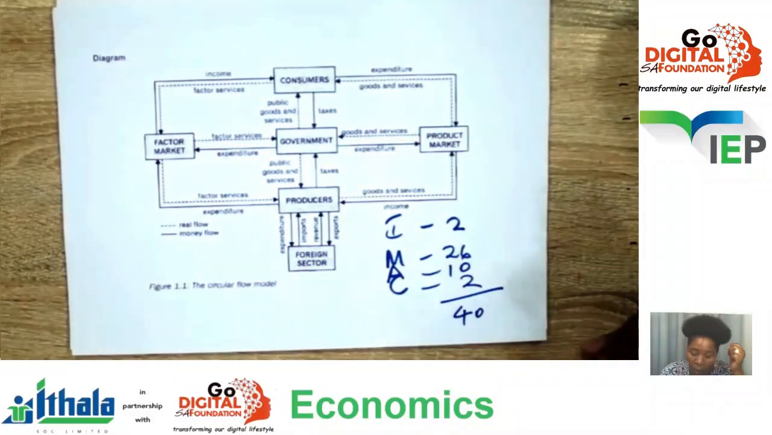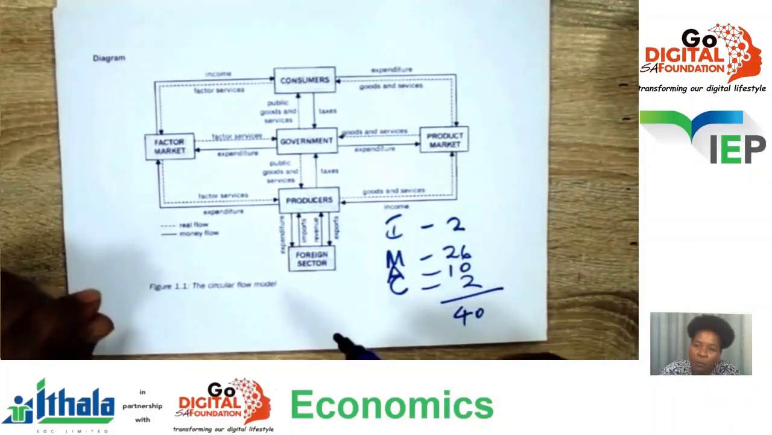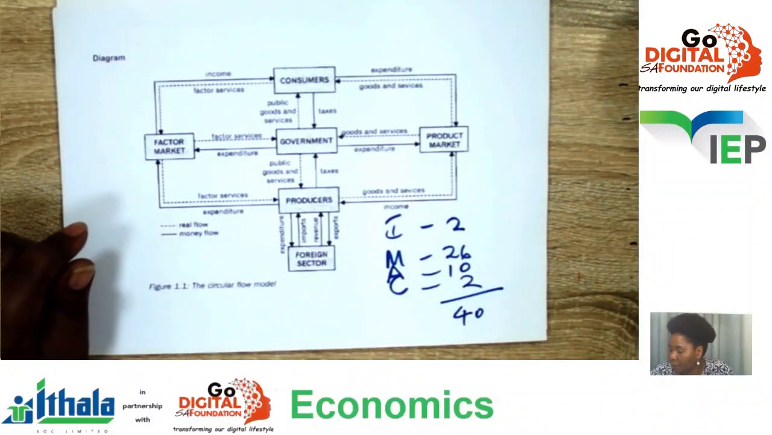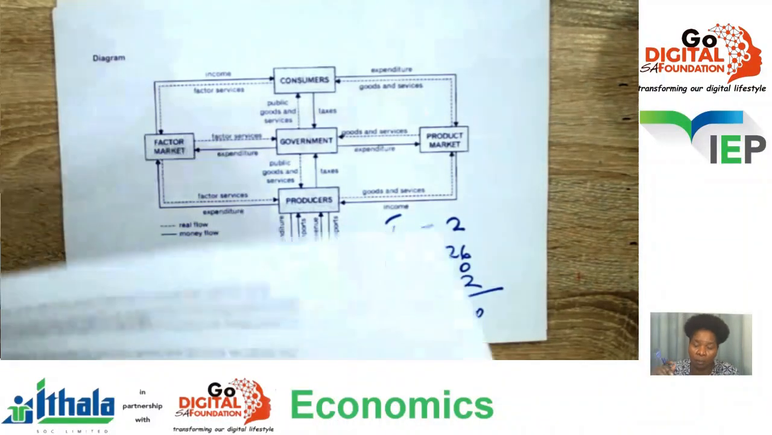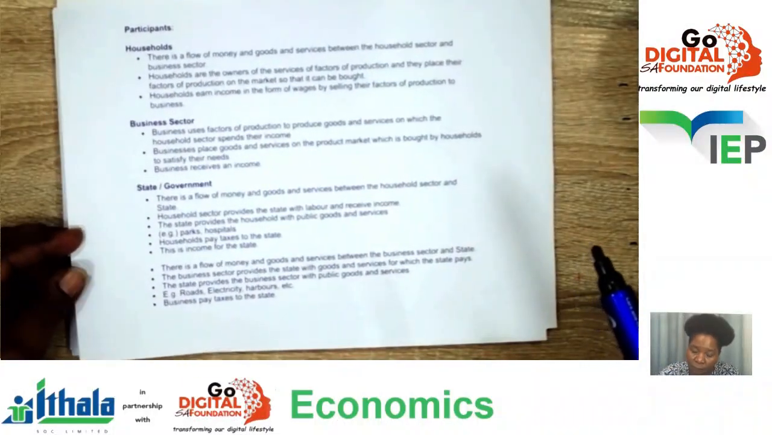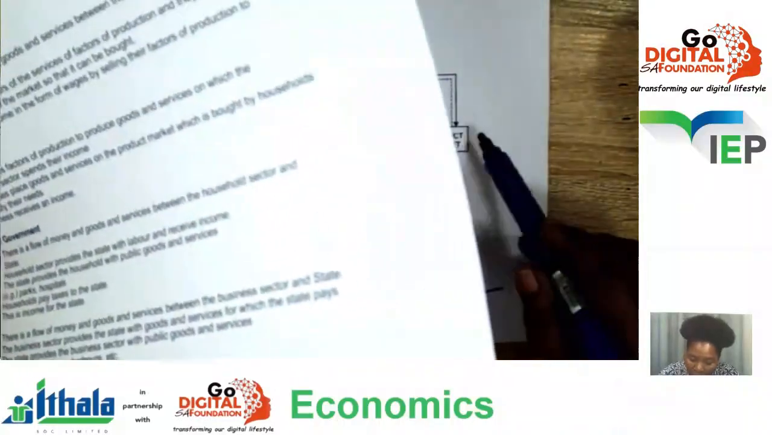Let's go back to our circular flow. We're starting with the participants. We have three participants that fall under a closed economy. Then we add the fourth one. I'll keep on going back to our drawing.